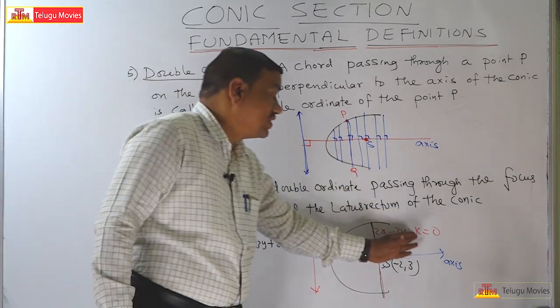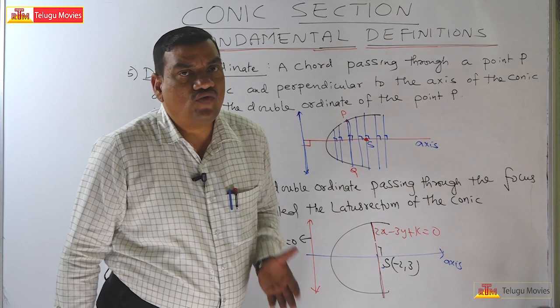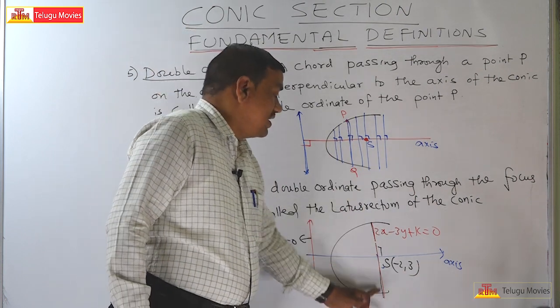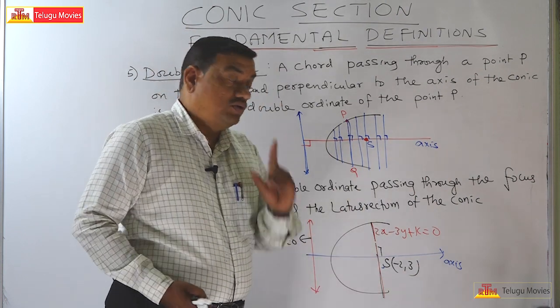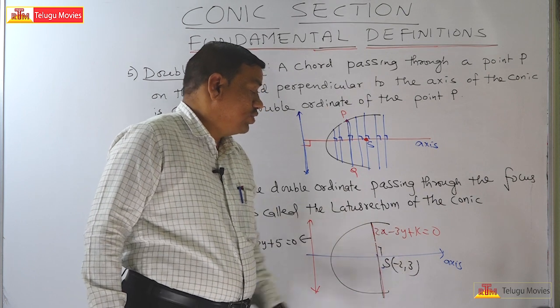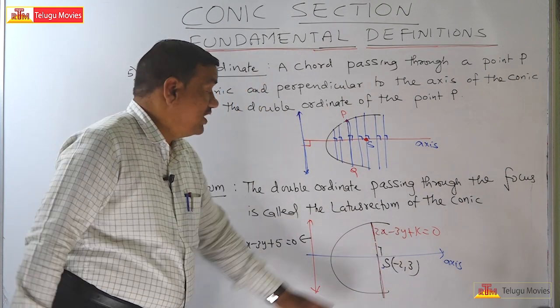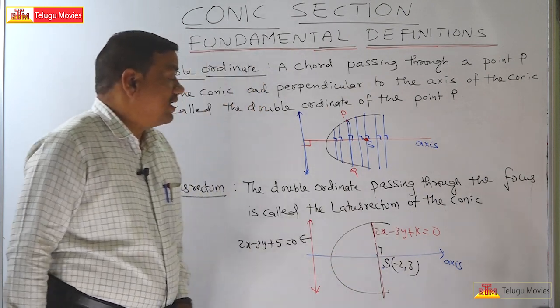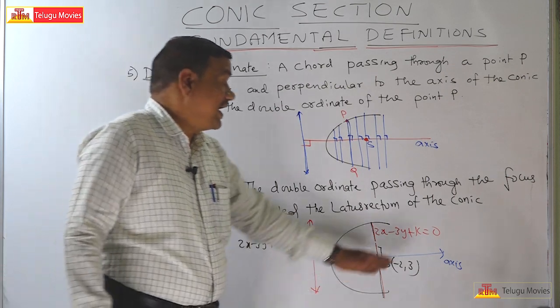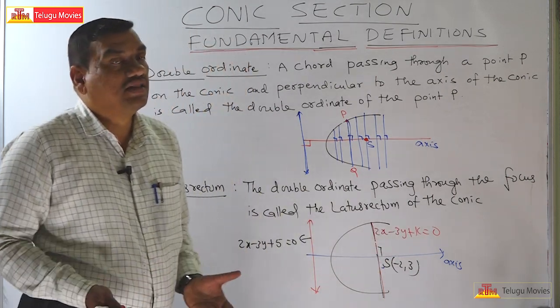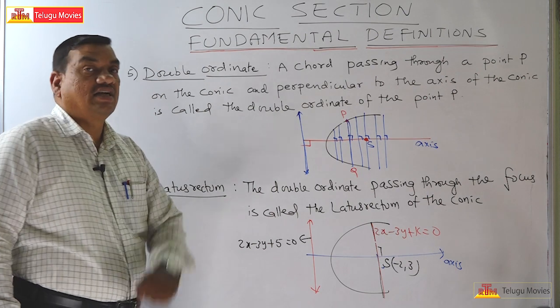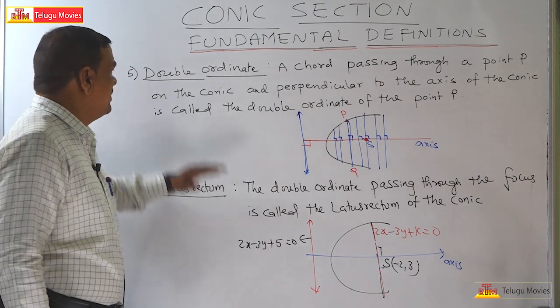Then how do we find that constant term? It is a known fact that the latus rectum passes through the focus (-2, 3). Substitute (-2, 3) here and you will get the k value. Then substitute the k value again and you will get the equation of the latus rectum. Very interesting topics.